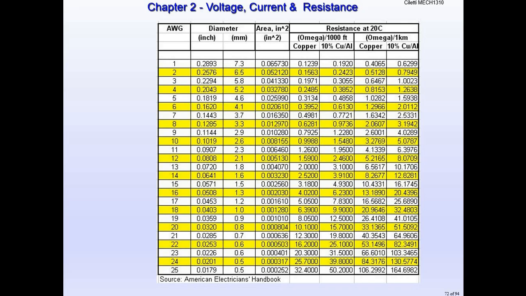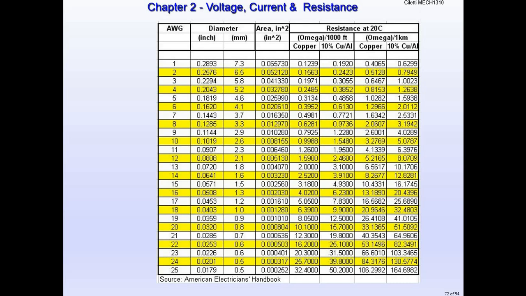Okay, on the far left-hand side, that's the wire size. Okay, the AWG. So wire size 1 to 25. Okay, I'm not going to ask you questions about its diameter in inches or millimeters. I'm not going to ask you for even the cross-sectional area, but I do want you to be able to calculate the resistance per 1,000 feet. All right, we are going to do it in feet. We're not going to do it in kilometers. It would be the same thing.